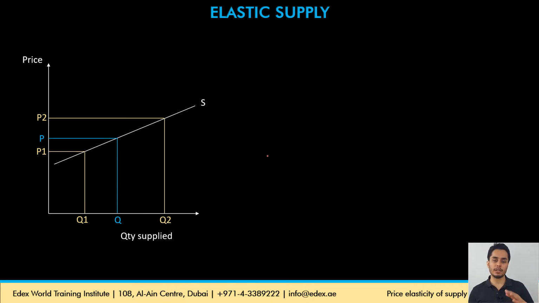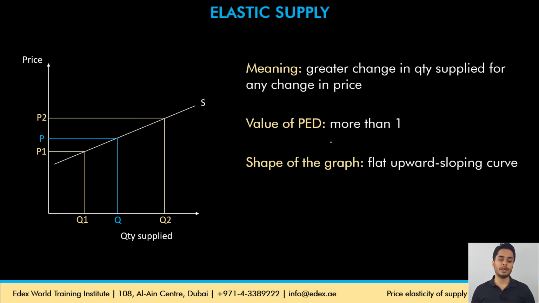And elastic supply next. So in elastic supply, for a certain change in price, the change in quantity supplied will be much greater than the change in price. The shape will be an upward sloping curve, but not a steep curve, but a flatter curve. See the change in price from P to P1 and then compare that to the change in quantity from Q to Q1. The change in quantity is much higher than the change in price, and same way for change in price from P to P2, the change in quantity from Q to Q2 is much higher. And the value of PES here will be more than 1 and the shape of the graph is flat upward sloping curve.